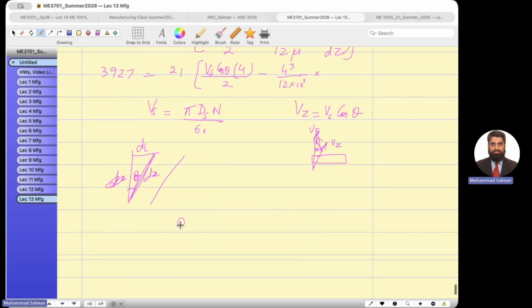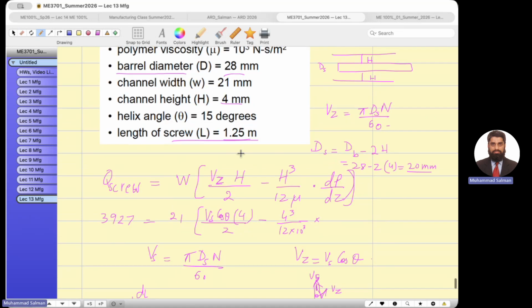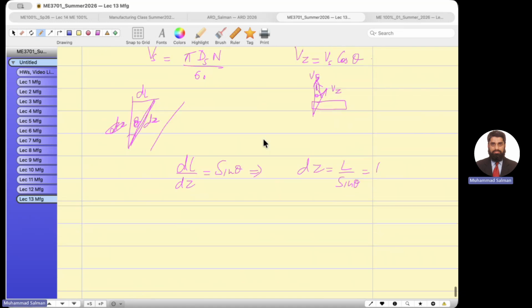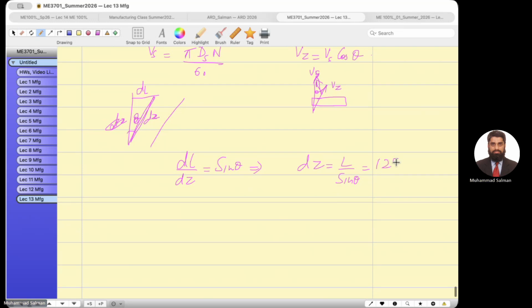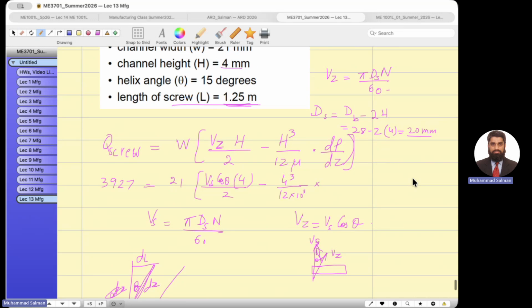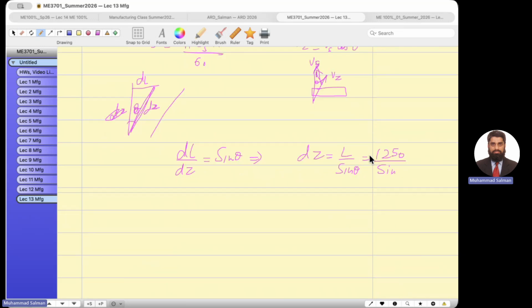So let me write DL over DZ for a small portion equals sine theta. That means I can write DZ as the complete length L over sine theta. 1.25 is the barrel or the screw length. It is 1.25 in millimeters, 1250. 1250 divided by sine. What is the helix angle? It is 15 degrees.